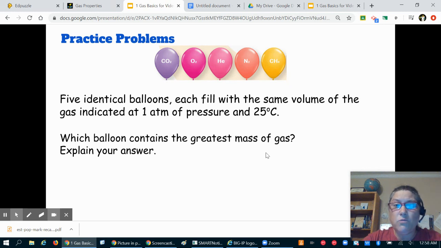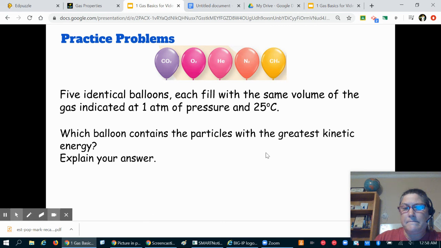Thinking about what you know about kinetic molecular theory, which balloon contains the greatest mass of gas? Could you explain your answer? Here's another thing to think about these balloons. Same balloons, same conditions. Which balloon contains the particles with the greatest kinetic energy? You might have to rewind the video and look at your kinetic energy equations. Can you explain your answer?